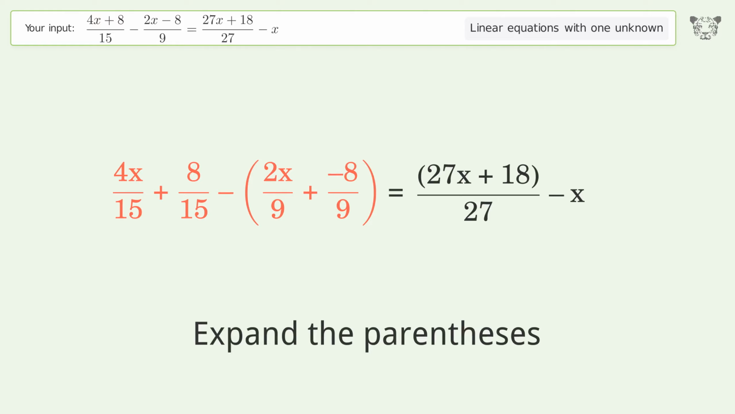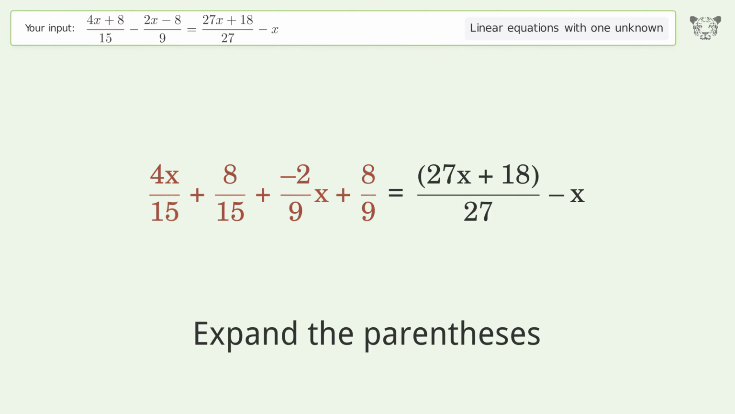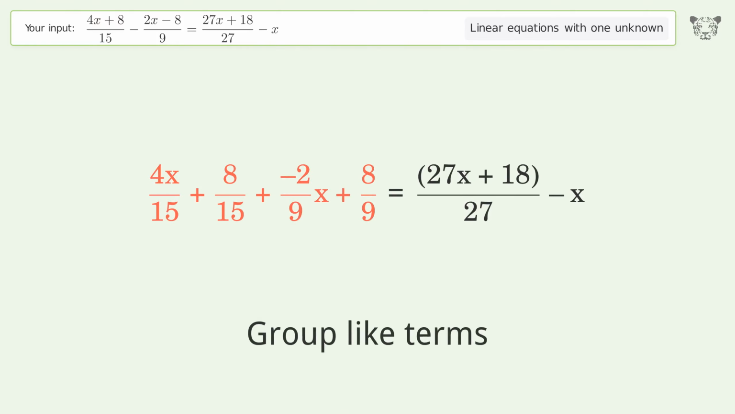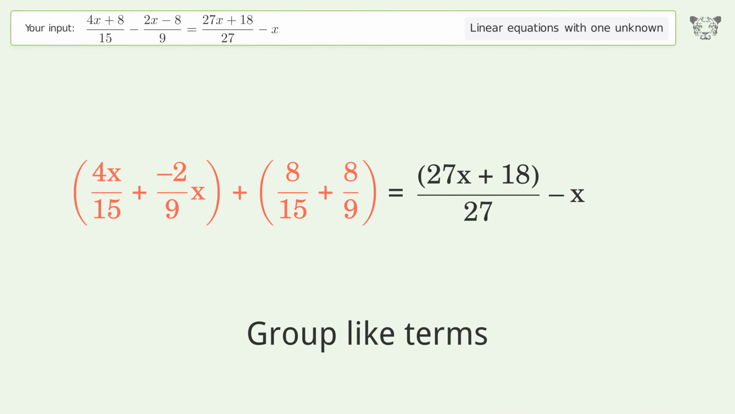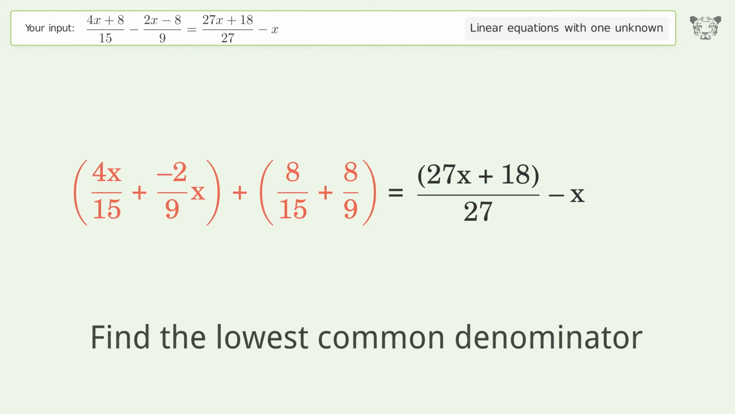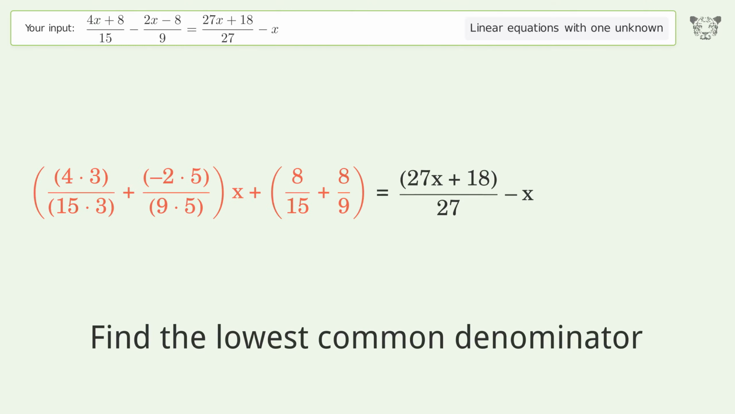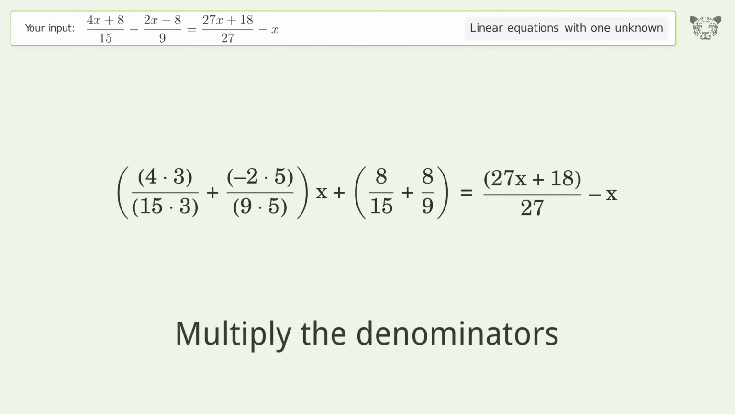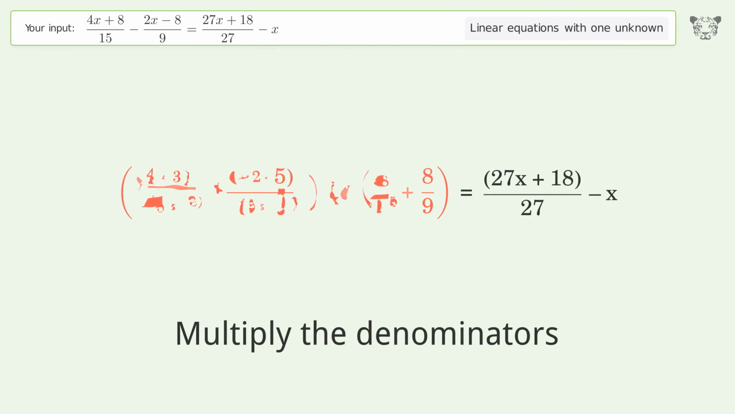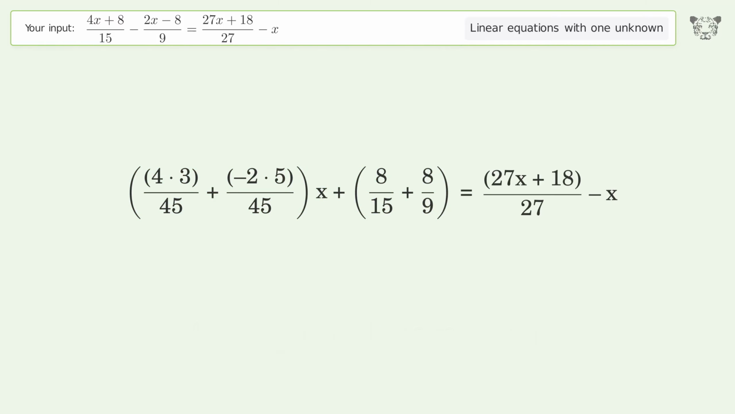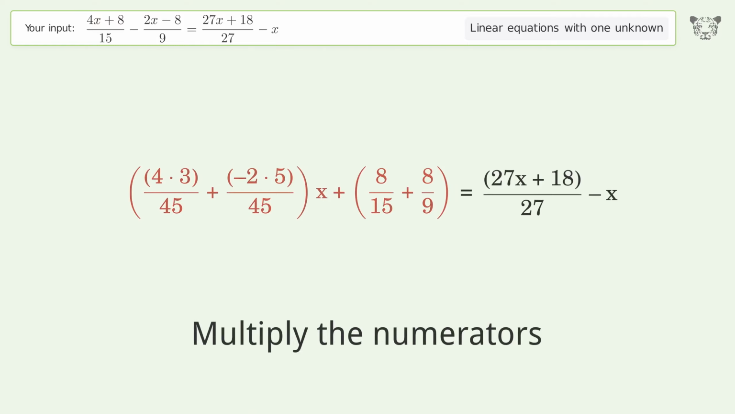Expand the parentheses. Group like terms. Find the lowest common denominator. Multiply the denominators. Multiply the numerators.